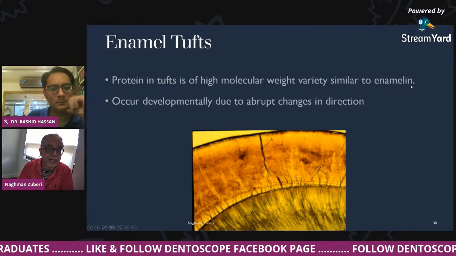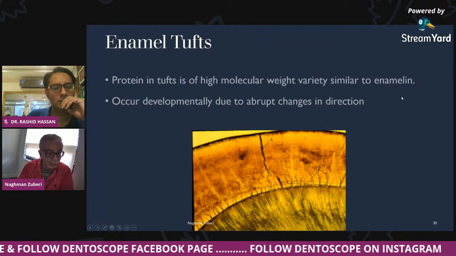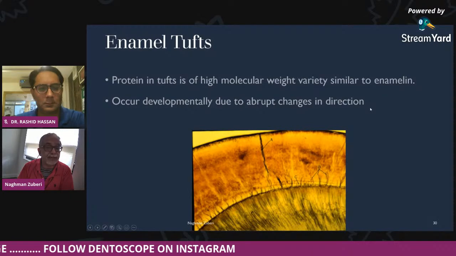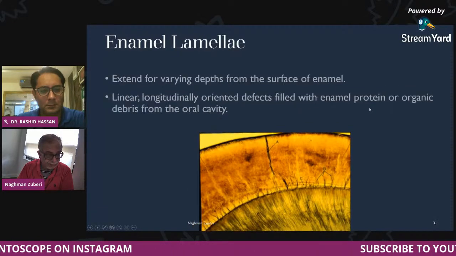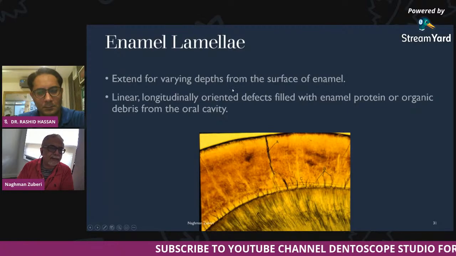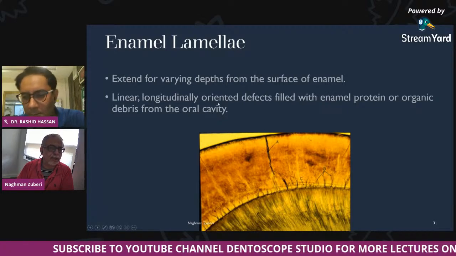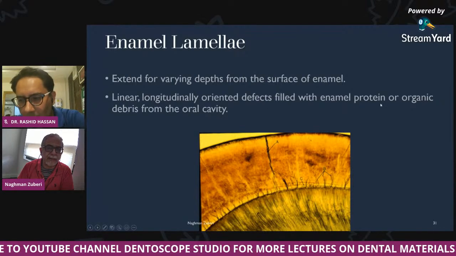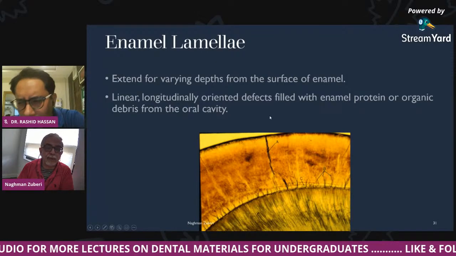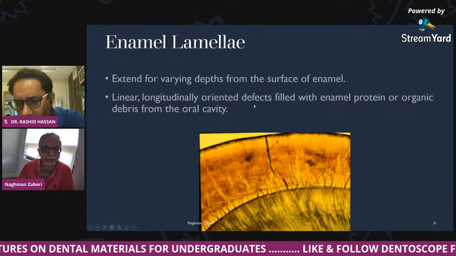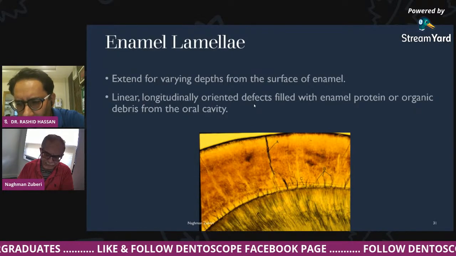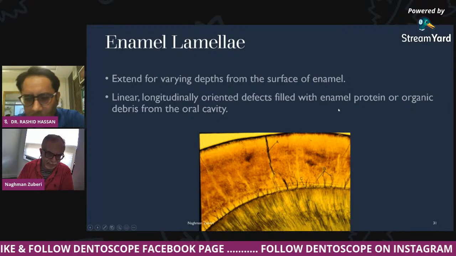Enamelin is a type of enamel protein. They occur developmentally due to abrupt changes in the directions. They extend for varying depth from the surface of enamel. Linear, longitudinally oriented defects filled with enamel protein as well as other organic debris which is coming from the oral cavity. As a person uses their teeth, they eat the food, saliva, the mucinous products, etc.